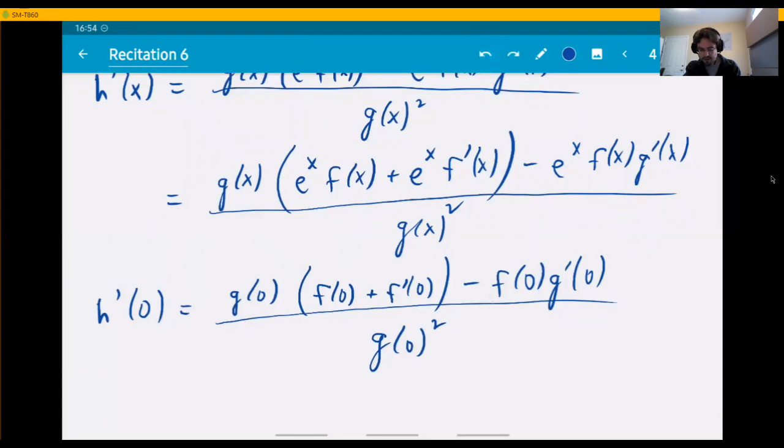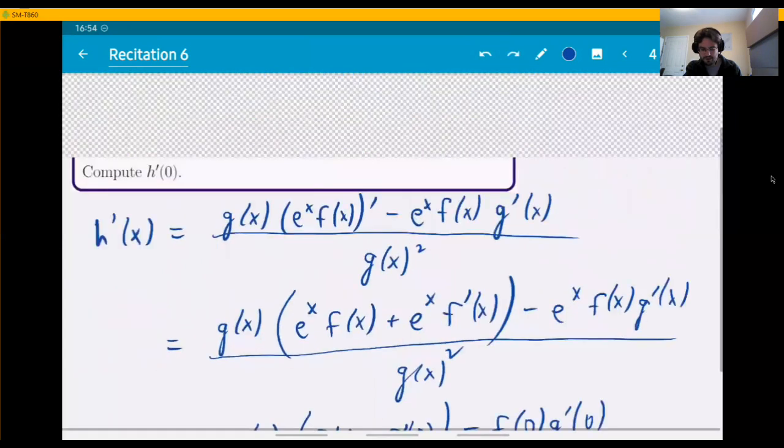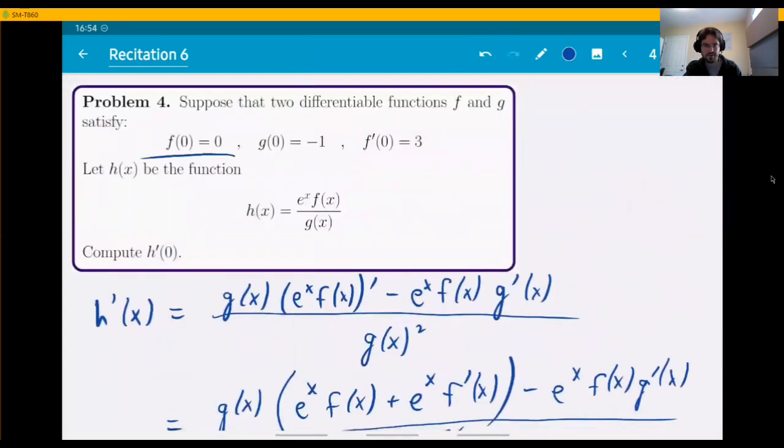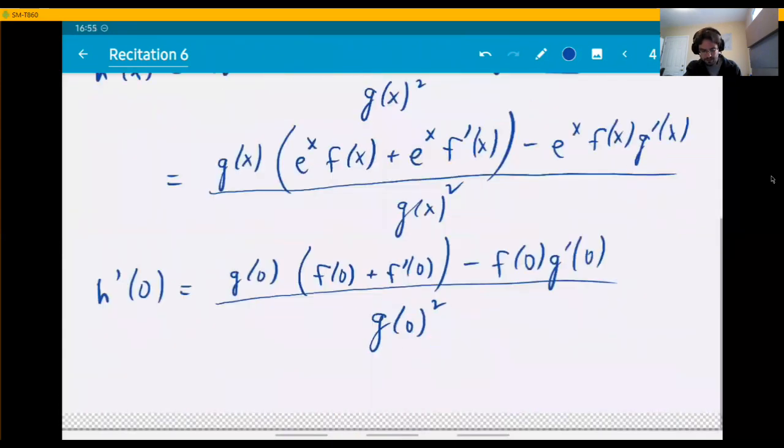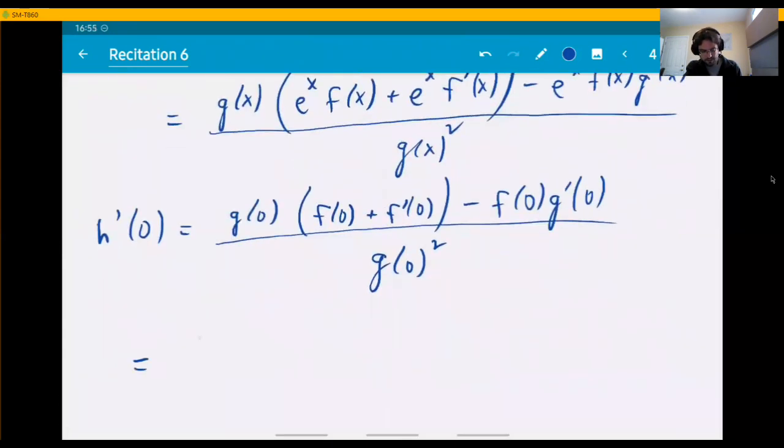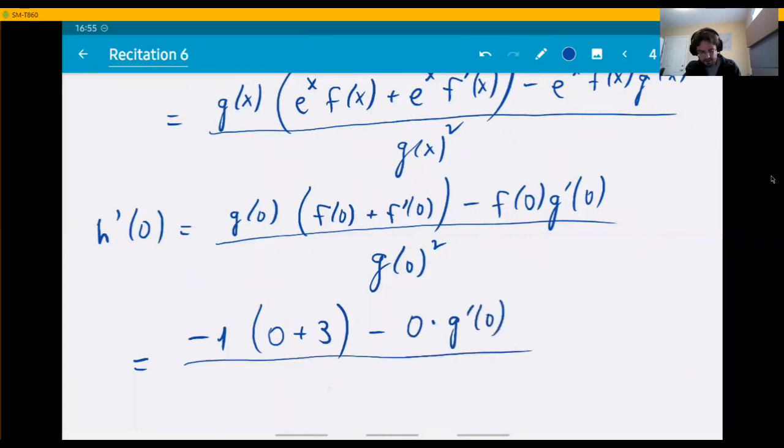But look, it is actually multiplied by f of 0. And look at what f of 0 is. It's actually 0. So this is why the question did not give us g prime of 0. We don't need it. So I'm going to plug in 0 for f of 0, -1 for g of 0, 3 for f prime of 0. g of 0 was -1.